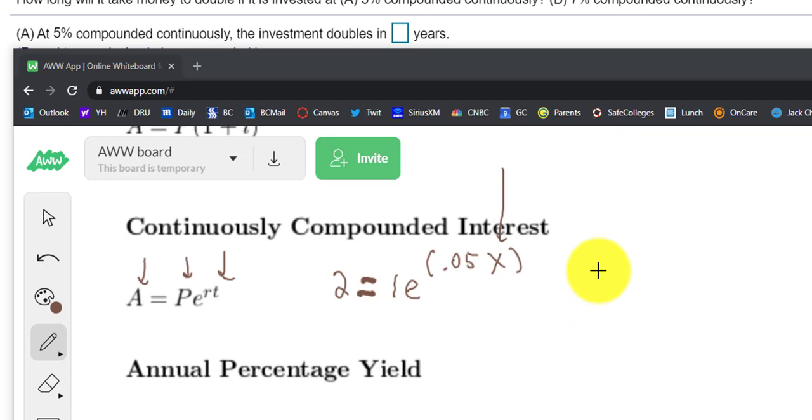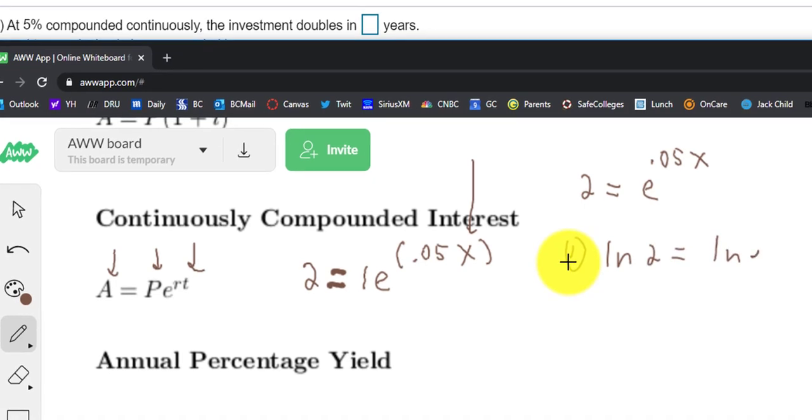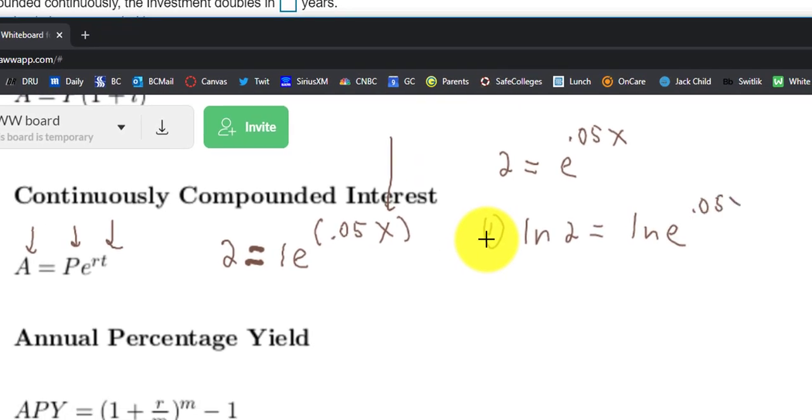So now let's solve this problem. We can solve this using logarithms or the natural log. So if I have 2 equals, well, 1 times e is going to be 1, e to the 0.05x, step 1, I could take the natural log of both sides of the equal sign to get something that looks like this. And then step 2, I can use properties of natural log, which I can take the exponent and put it in front. So I end up with something like this, 0.05x times the ln of e.